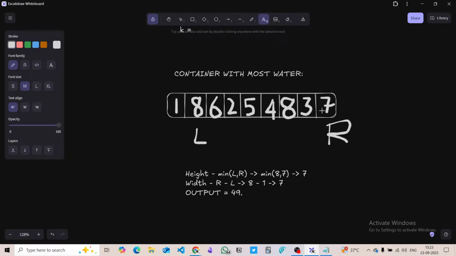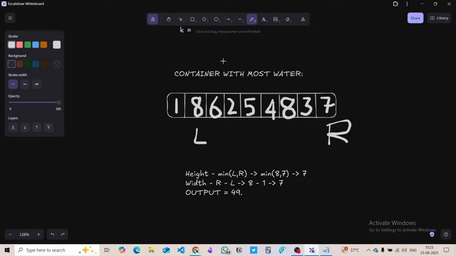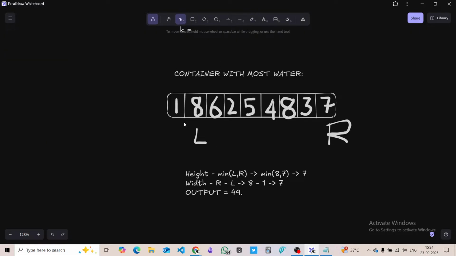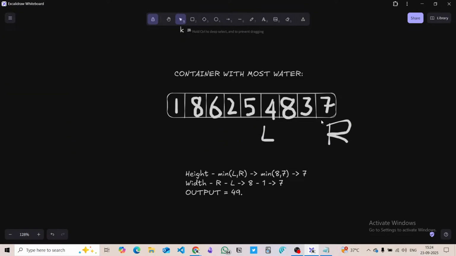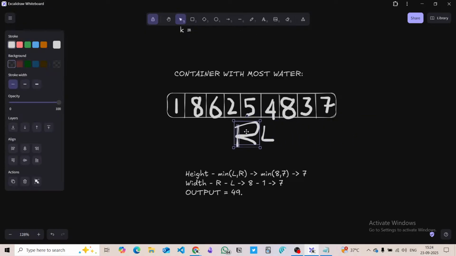Okay. So now we need a condition, right? So we need to find it together. So for that, when left crosses R, we need to stop right there. We need to break out from the loop, right?